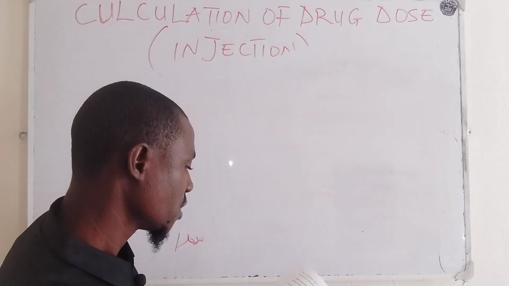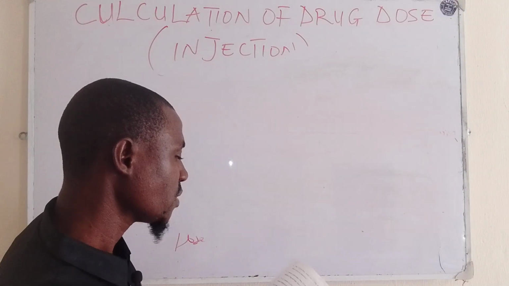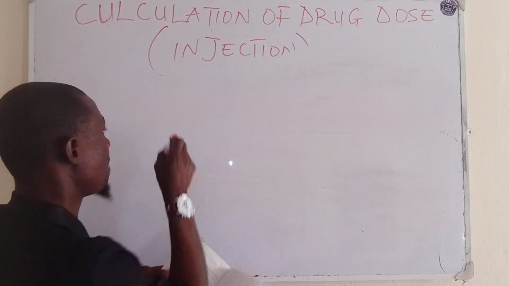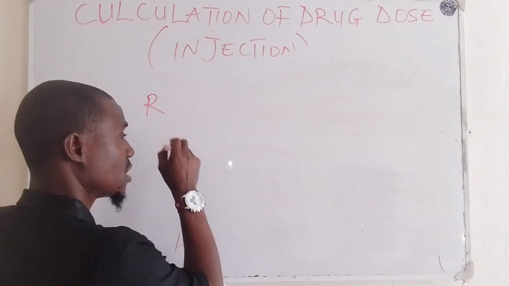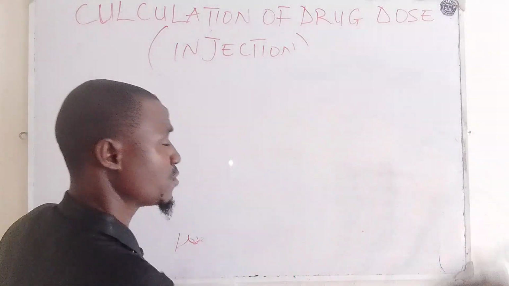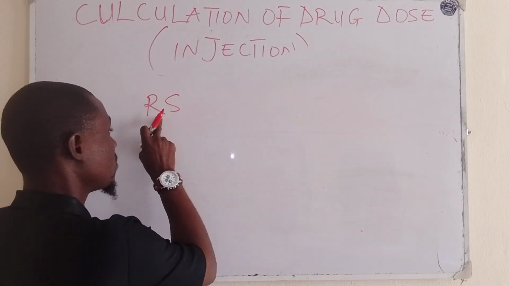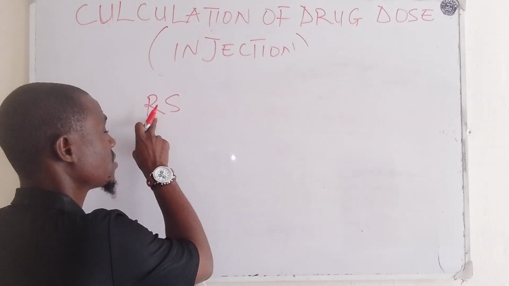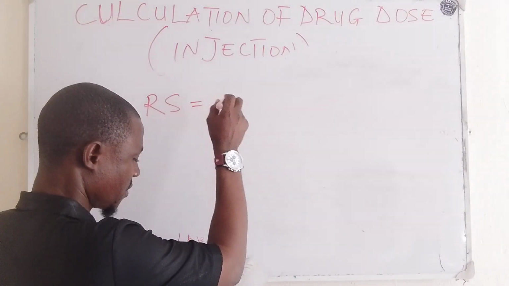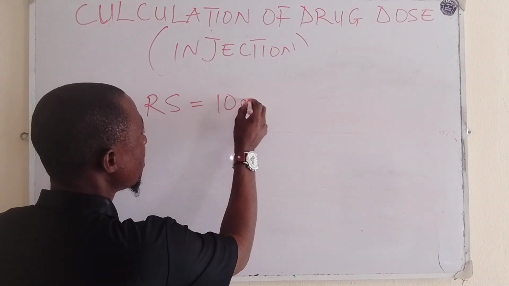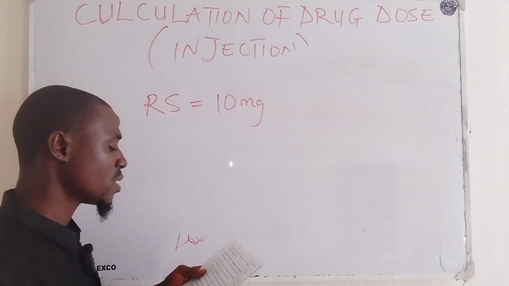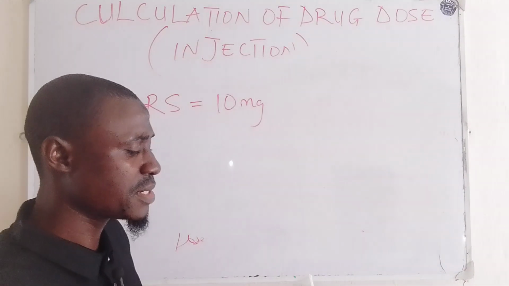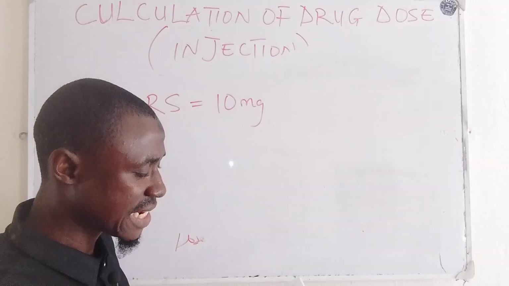So now, let's take the information down. The amount prescribed is now the required strength, because that is the strength that you are going to give to the child. The required strength, RS, is 10 milligrams. So this is the dose you have to give to the child.